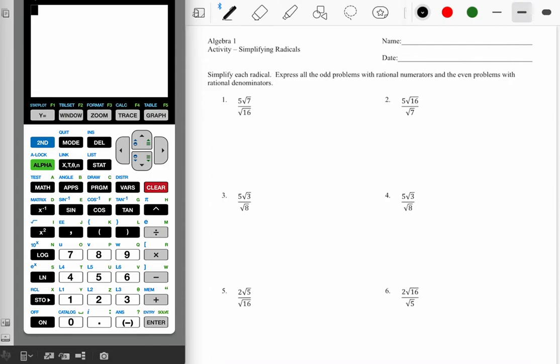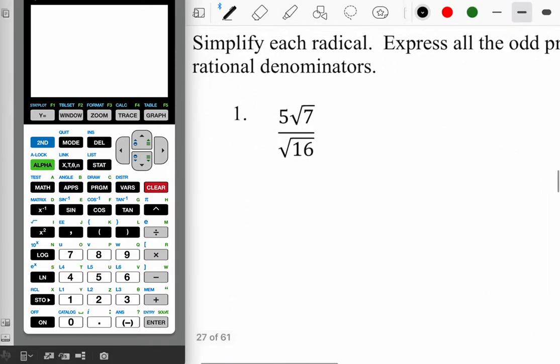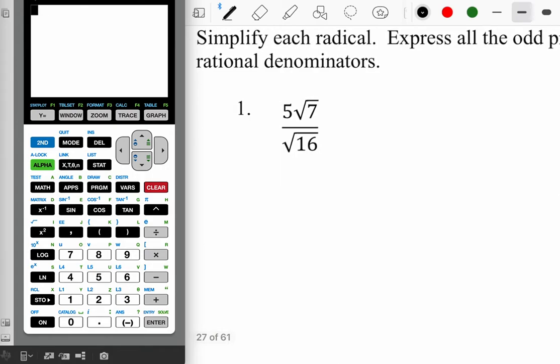Directions: simplify each radical. Express all the odd problems with rational numerators, and the even problems with rational denominators. All right. So what that's saying is for all the odd numbered problems, I need to get the radicals out of the numerator. It really doesn't matter what's happening in the denominator as long as the radical's gone from the numerator.